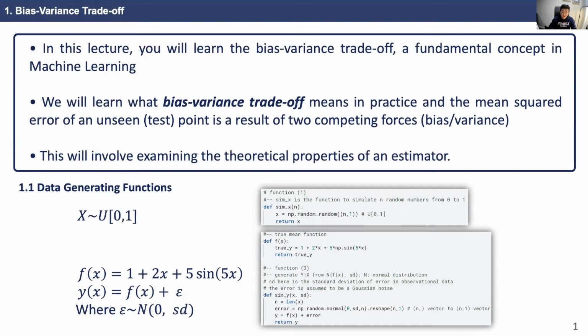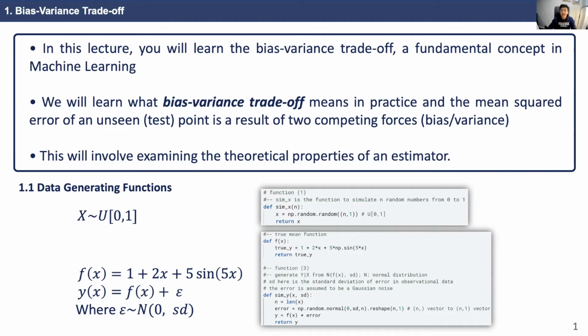So the mean square error at an unseen test point is a result of two competing forces, the bias and variance, and the inherent noise in the problem itself. This will involve examining the theoretical properties of an estimator.